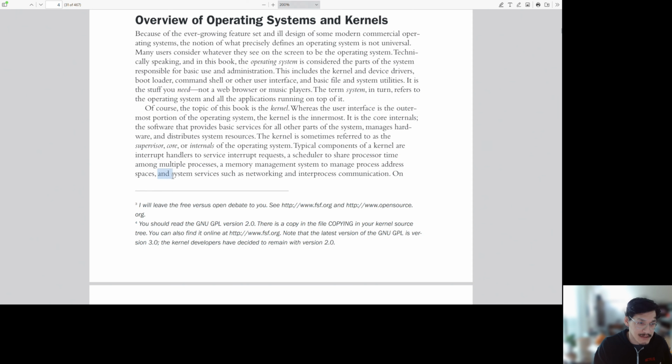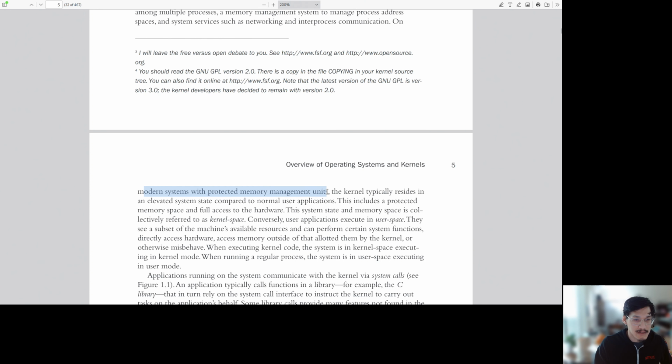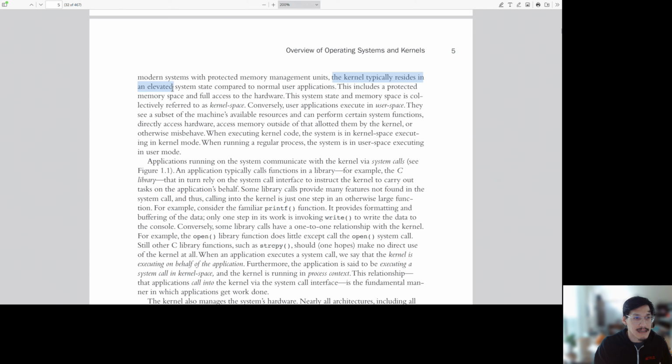Okay. On modern systems with protected memory management units, the kernel typically resides in an elevated system state compared to normal user applications. So there's a concept of user space and kernel space. Okay, so divided into two states. This includes a protected memory space and full access to the hardware. So kernel space allows you to really interface with the hardware. User space is mainly the place where all applications are running. These are just like states. It gives you certain privileges being in specific states.